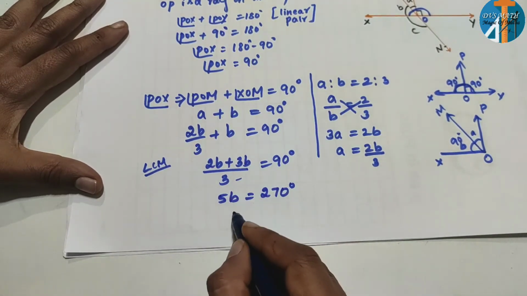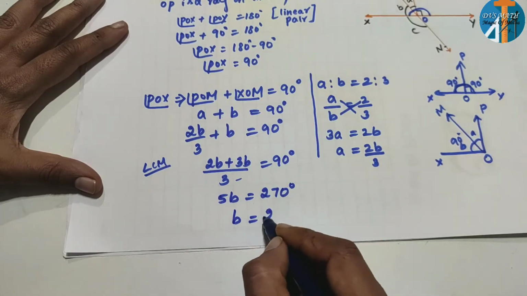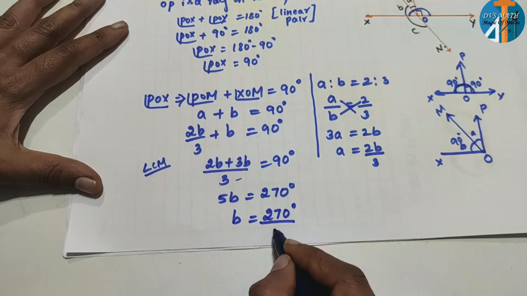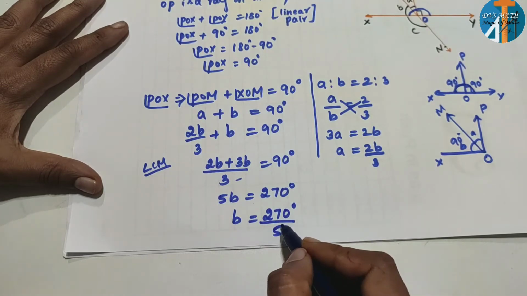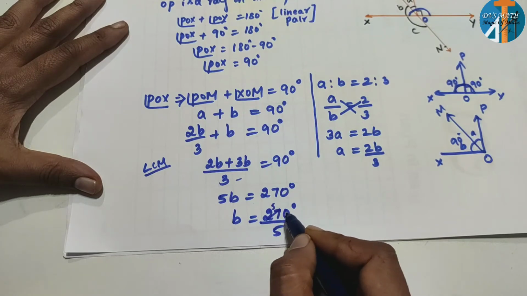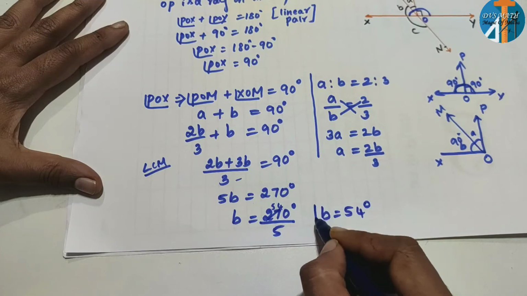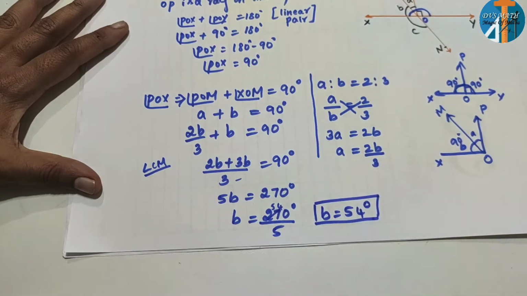Now you want the value of B, right? What happens to the value of B? B is equal to 270 degrees by 5. Here you can consider 5 1s are 5, 5 5s are 25, right? 5 5s are 25. 2 remains, 20. So 4. So here what happens? B is equal to 54 degrees. B is equal to 54 degrees.